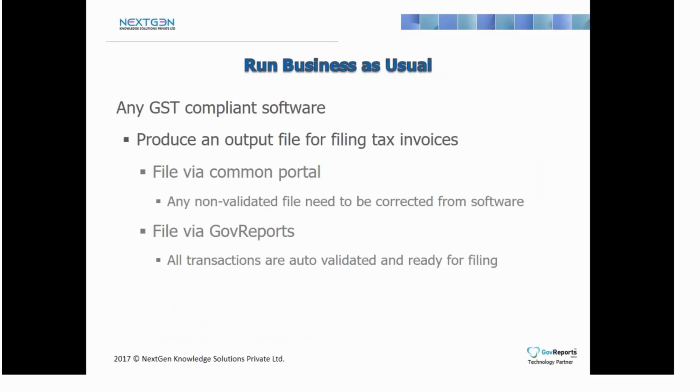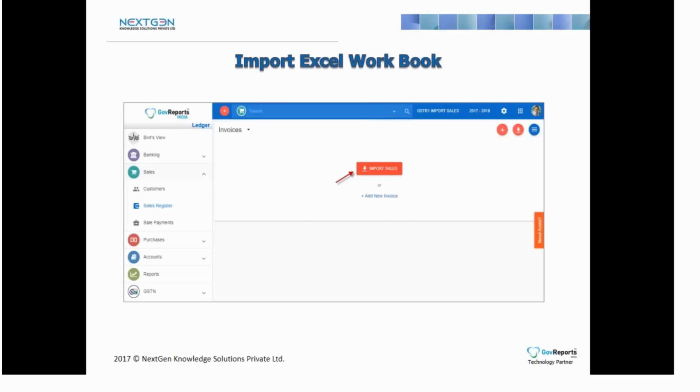Now with GST compliant software, you run your business as usual. You produce the file, sales register and the purchases register. The sales register has tax invoices which are GST compliant, and you can file it via the common portal of GST. Any non-validated file which is not corrected from the software is not uploaded, and this can be filed using GOV software. Now you have an option to import the Excel workbook into the system for uploading the data of sales. That is the second option.